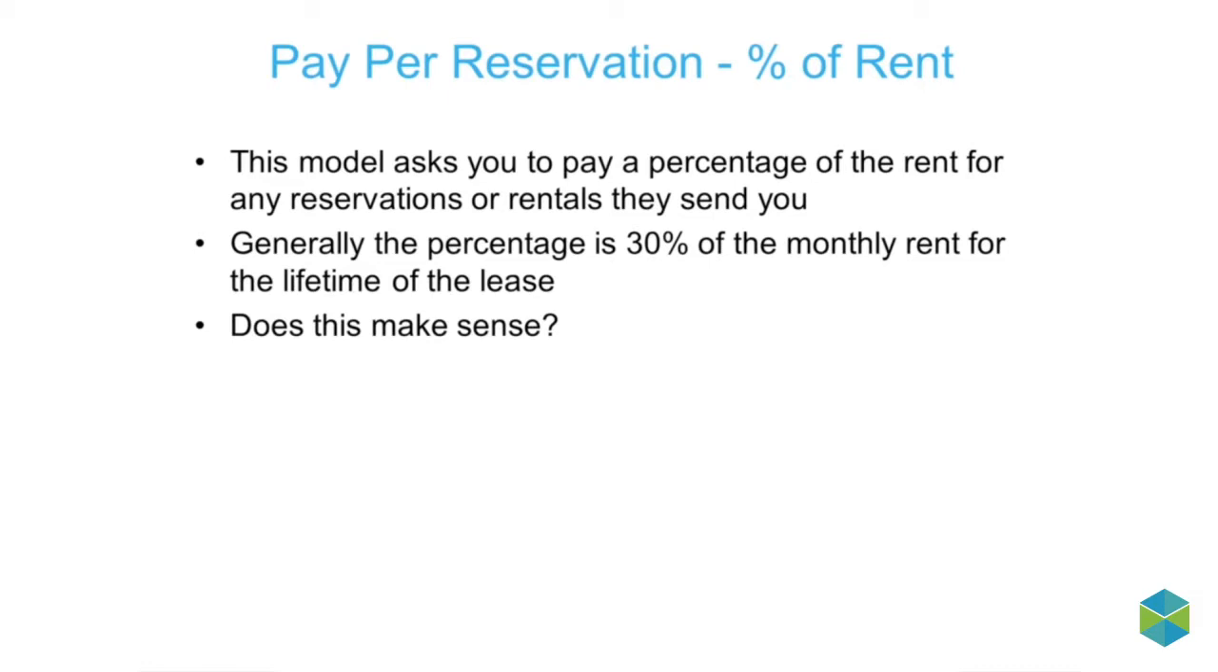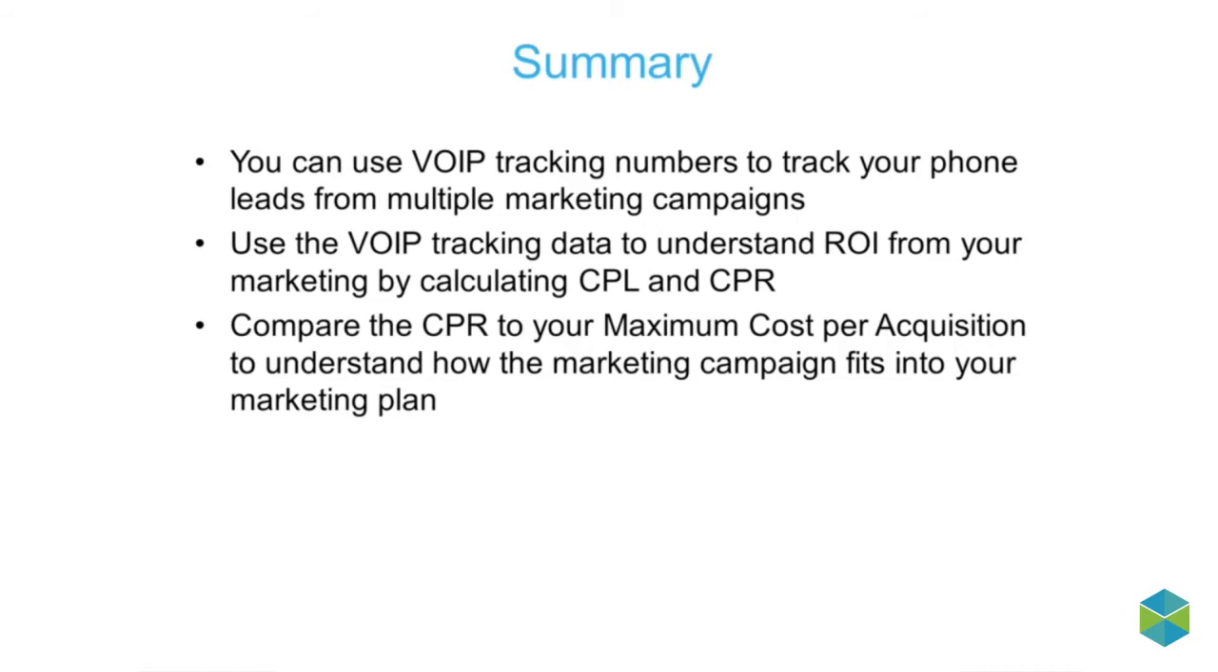So in summary, and after this we'll jump into the Q&A session. You can use VoIP tracking numbers to track your phone leads from multiple marketing campaigns. Use the data that you get from those tracking numbers to understand the ROI from your marketing by calculating your cost per lead and your cost per rental. And then, of course, compare that cost per rental to your maximum cost per acquisition to understand how marketing fits into your marketing plan. Does that marketing campaign work? Does it make sense financially? Does it fit into your marketing campaign? Maybe your dollars would be better spent on a different marketing campaign.